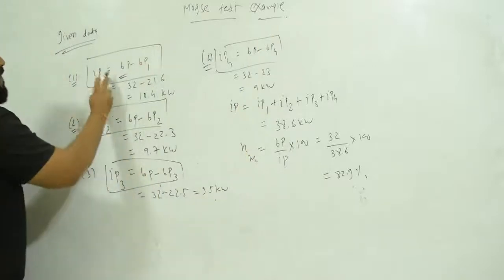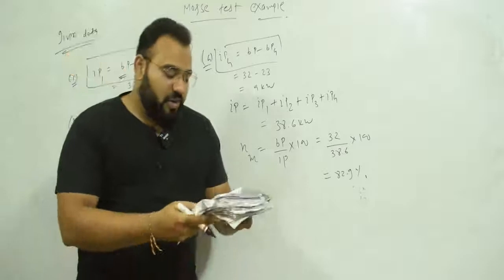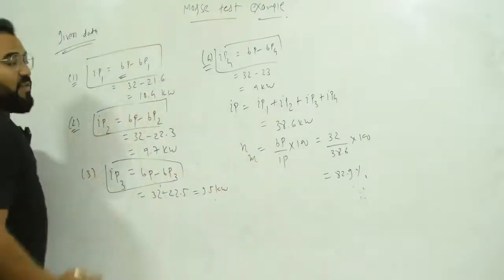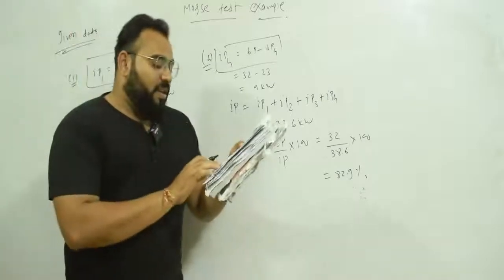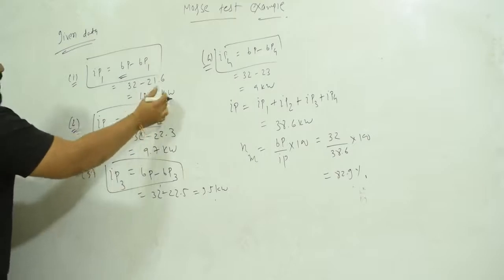So let us write IP1 equal to BP minus BP1. BP means when all cylinders are working, and you know that the brake power then is 32 kilowatt. BP1 means when 1 cylinder is cut off, so the brake power with 1 cylinder cut off is 21.6. So I will write here, it is 10.4 kilowatt.